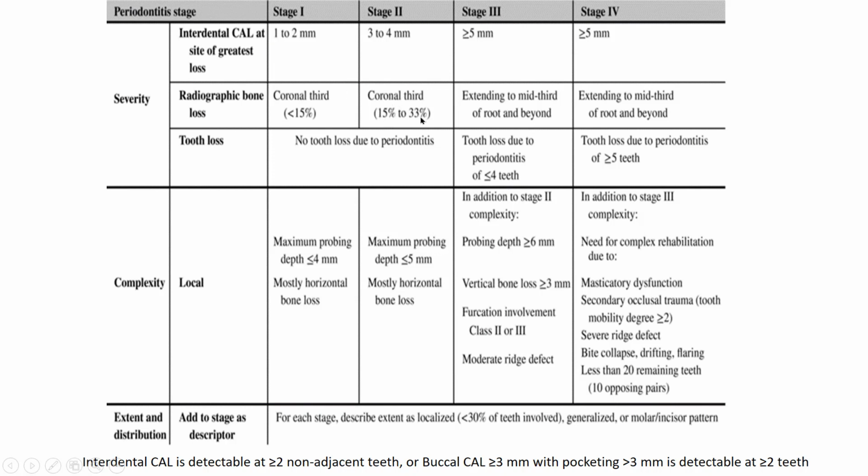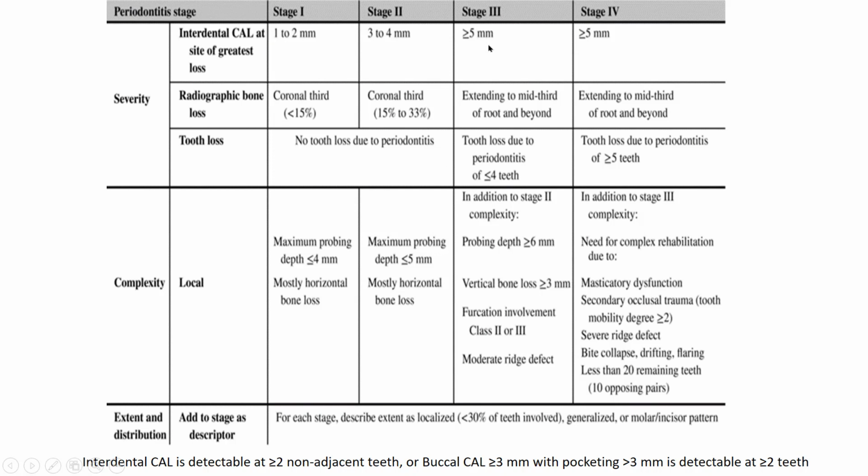Stage 2 is CALs 3 to 4 and bone loss that's still in the coronal third, but in a percentage a little more, 15 to 33%, and still no tooth loss due to periodontitis. The maximum probe depths here are less than or equal to 5 millimeters, and mostly horizontal bone loss will be present. So now you want to think of there being a big difference really between stage 2 and 3.